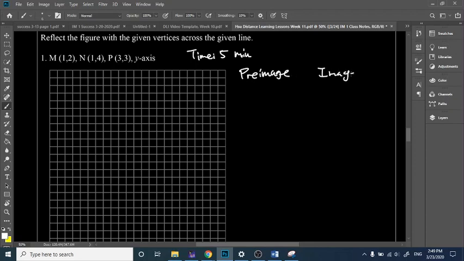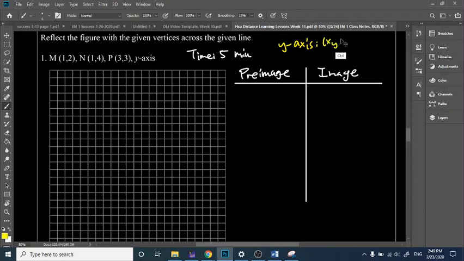Pre-image, image. So what's going to happen here is we're going to reflect over the y-axis. So that means x, y. This is one of those ones where one of them turns negative. In this case, the x turns negative. You can remember this one by just saying the opposite of this turns negative. That's just a way to remember it.